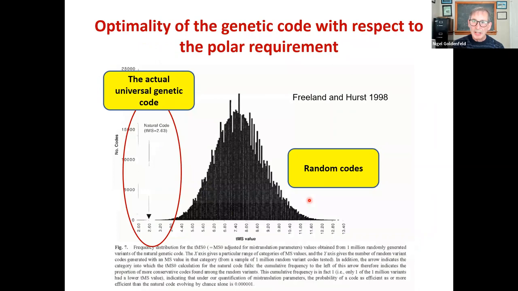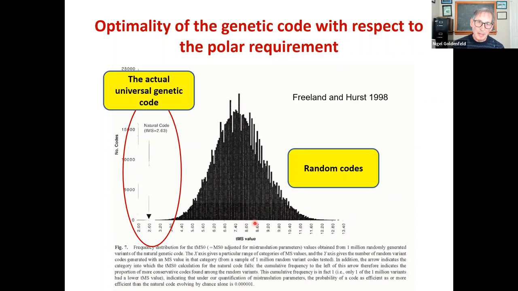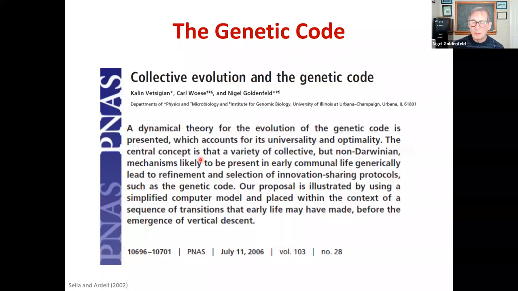So here are data from this exercise. These are data from an early paper by Freeland and Hurst. I think the first paper to do this was by Hagen Hurst. Now, this paper shows you the score and probability distribution, and smaller is better. And the actual genetic code is way down here in the tail. The title of this paper was "The Genetic Code is 1 in a Million." But in fact, it's more like 1 in 10 to the 8 or even 1 in 10 to the 9. And we've been able to do more refined estimates of this. So the genetic code is something special, and it has evolved.